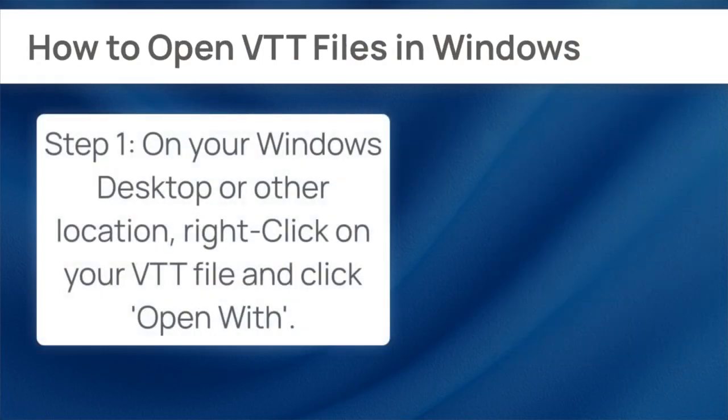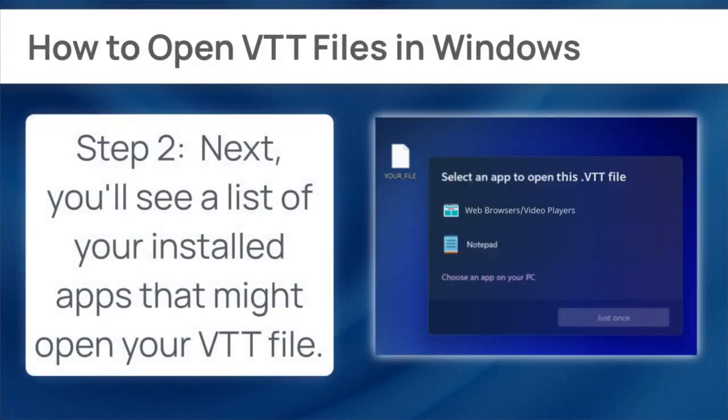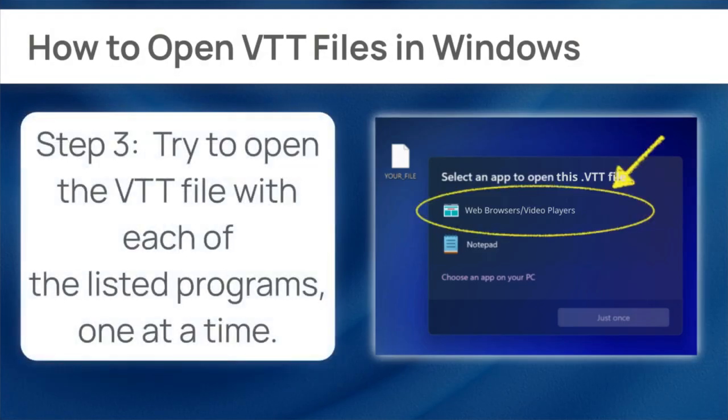Your most critical first action is the file association test. Right-click the VTT file and choose Open With. If a web browser or video player is on your machine, test it. If not, choose another program. We must find the correct software.